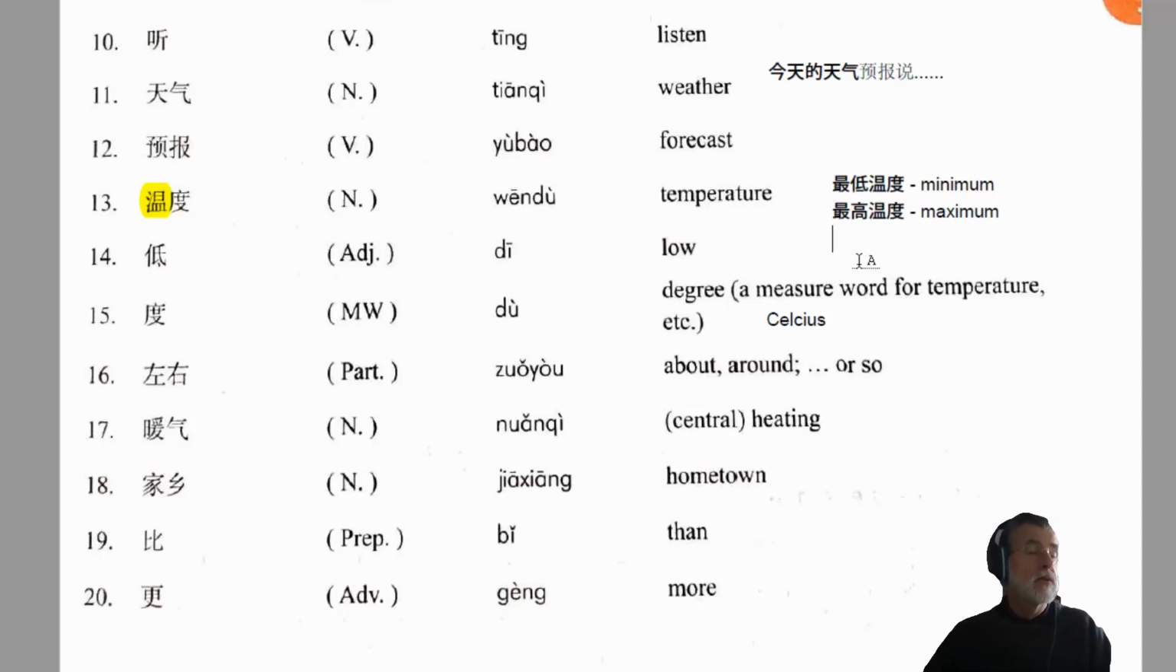Again, if you look at the terminology 最低温度, the 最低 obviously means the lowest, and 温度 temperature, 最高 the highest. But generally in English, we'll refer to that as the minimum and the maximum.